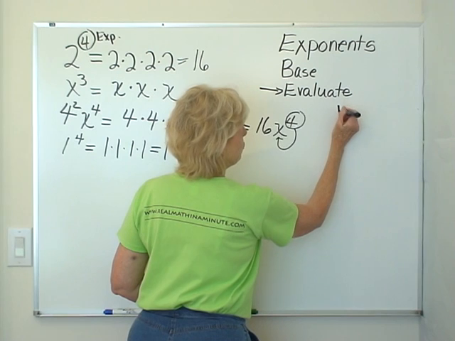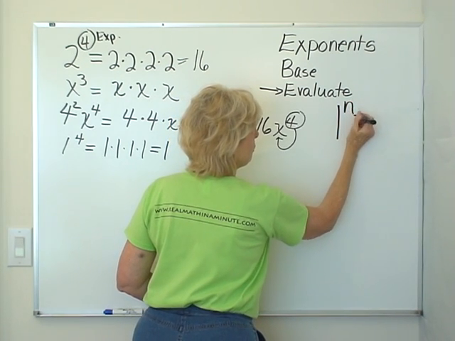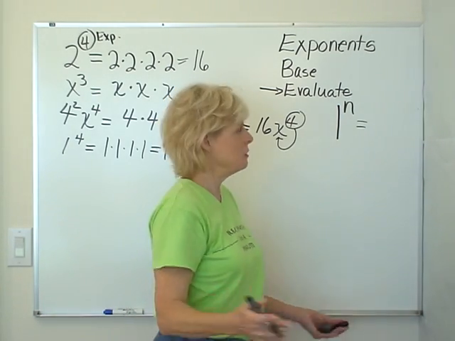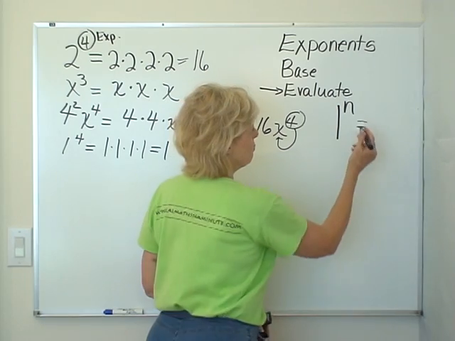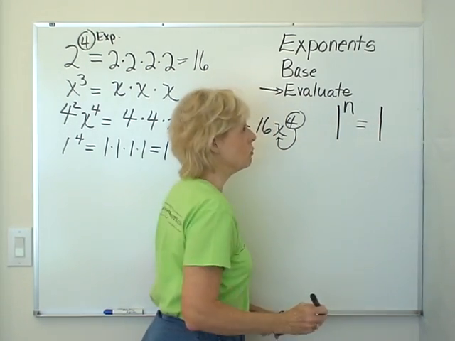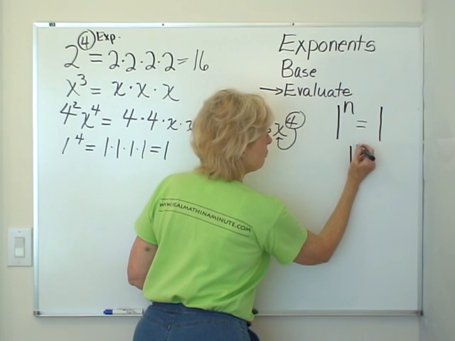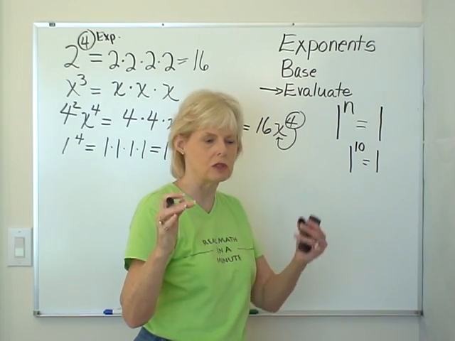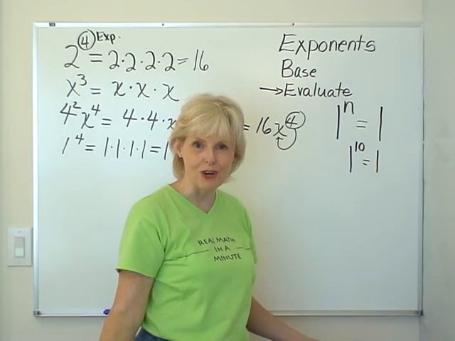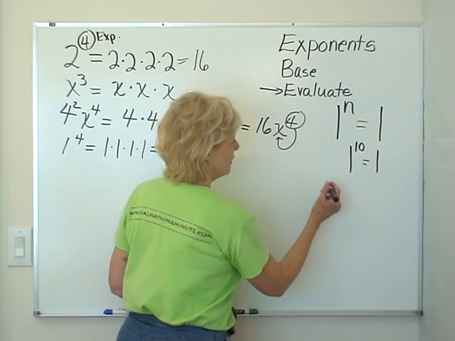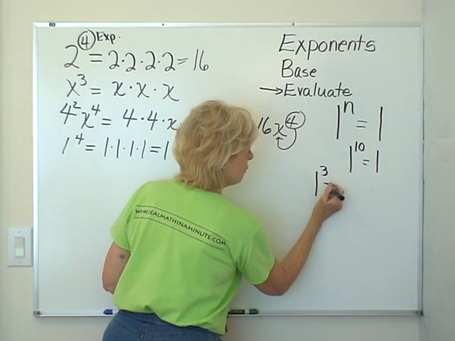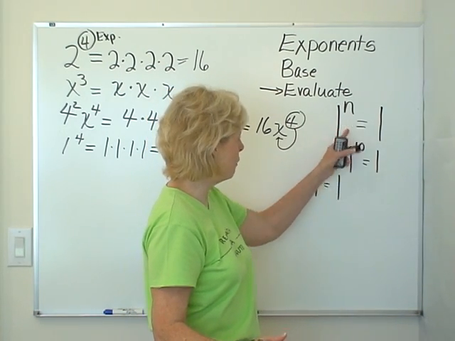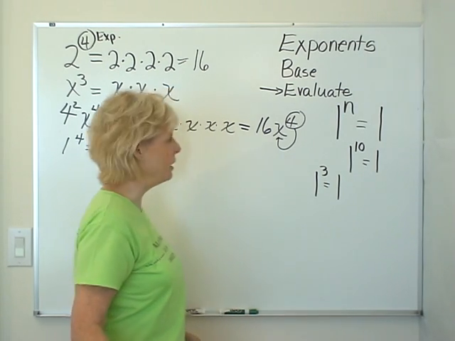Let's just say that we understand that 1 raised to any power, and let's just say any positive power for now, because we'll have another kind later, 1 to anything really, any positive power is always going to equal 1. So no matter whether I have 1 to the 10th power, it's 1, because it just means 1 times 1 times 1 times 1 times 1 times 1 times 1 times 1 times 1 times 1. It's still 1. Or if I have 1 to the 3rd power, it's still 1. So no matter what, 1 to any positive power is always going to equal 1.